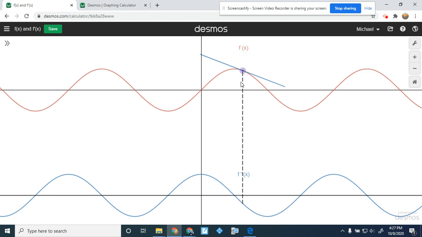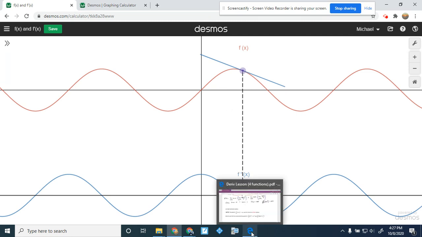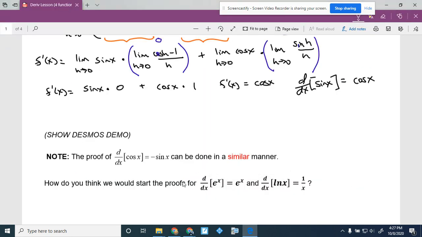I also wanted to show you this because at first glance, the derivative of sine x is cosine x seems weird. But when you see this, hopefully it's not as weird. All right, so let's get back at it.